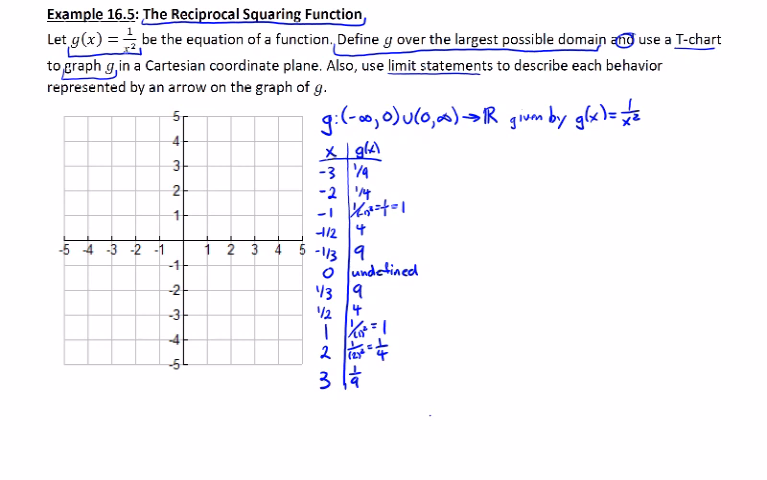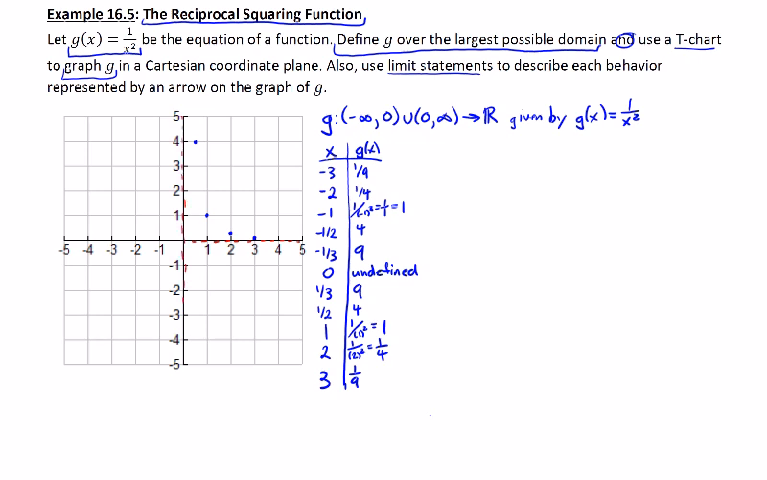Let's plot these points. I'm going to start with the positives. 1/3, well, 1/3, 9 is not going to fit on the graph, so let me go 1/2, 4. My window's just not big enough for that. 1, 1; 2, 1/4; 3, 1/9. And I have a very similar kind of curve in the first quadrant here, like I did with the reciprocal function, and that's going to still have the horizontal asymptote, and it's still going to have a vertical asymptote.